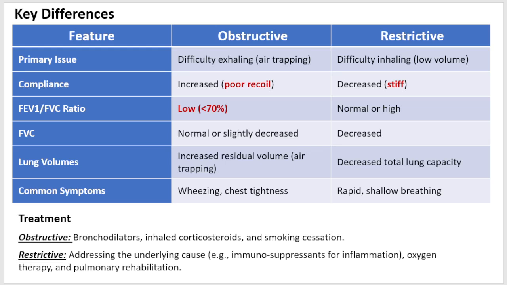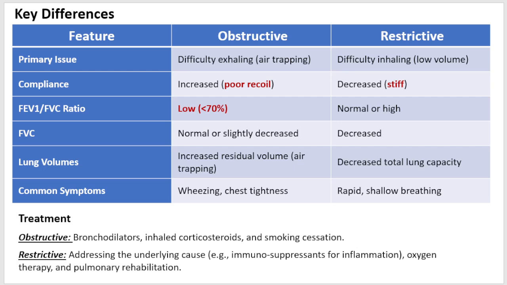In contrast, CRPD involves stiff lungs or chest wall restrictions, making inhalation difficult. Here, compliance is decreased due to fibrosis, scarring, or external compression. In COPD, the FEV1/FVC, forced vital capacity ratio, drops below 70%. FVC may be normal or slightly reduced, but residual volume increases due to air trapping. In CRPD, both FEV1 and FVC are reduced, but the ratio remains normal or even elevated. Total lung capacity is low, reflecting the inability to fully expand the lungs.